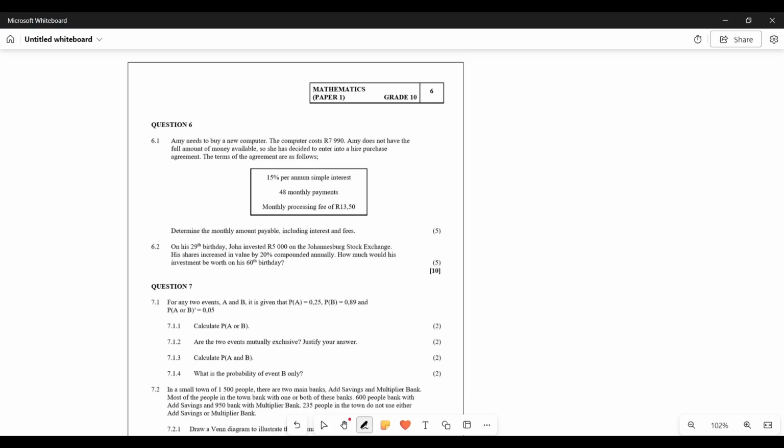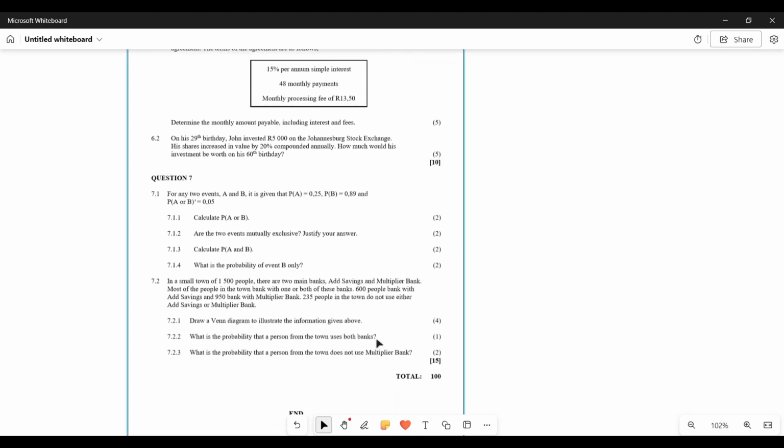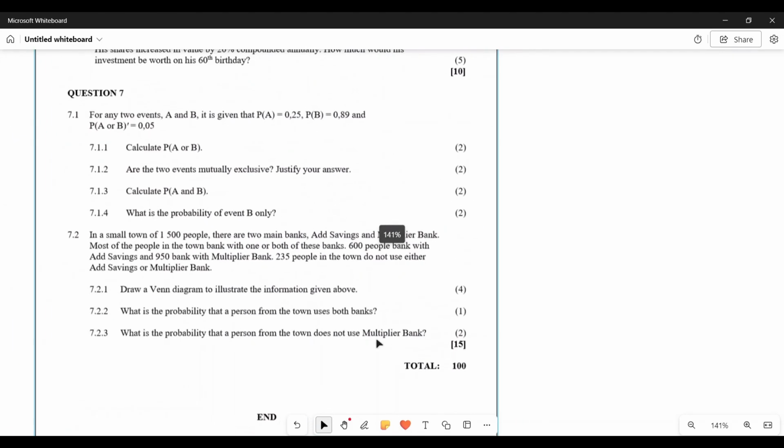So in this video, we're going to be looking into a probability exam question video. Now, it's question 7, starting off with the first question. They said we are given two events, event A and event B, and it is given that the probability of event A, the probability of event B, and the probability of event A or B not happening. So the first calculation is that we need to calculate the probability of A or B.